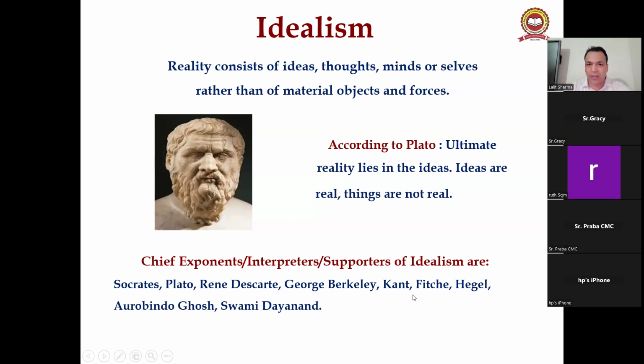Socrates, Plato, Rene Descartes, George Berkeley, Kant, Fichte, Hegel, Aurobindo Ghosh, Swami Vivekananda are the idealistic. Okay. In idealism, when the idealism question comes, you can write some of the names. Okay. You will get good marks. Okay. So we move to the second slide.